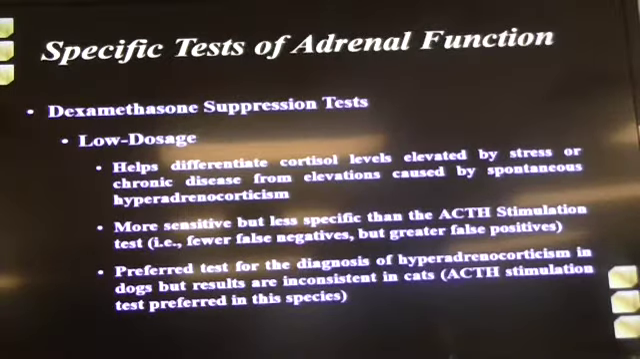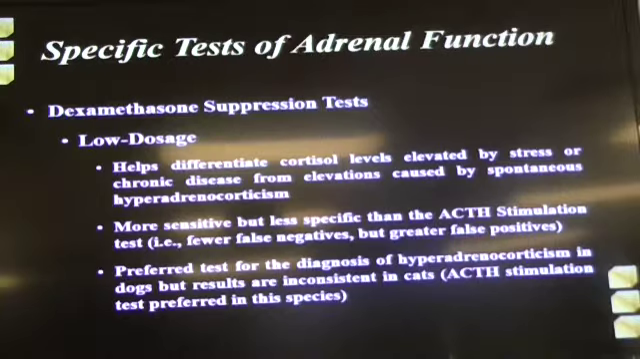Now, the dexamethasone suppression test, as I say, there's 2 different ones. There's low dosage and high dosage. It just means low dosage is a lower dose of the dexamethasone. And it helps differentiate cortisol levels elevated by stress or chronic disease from elevations caused by hyperadrenal corticism. It's more sensitive but less specific than the ACTH stimulation test. That is, with the low dose you get fewer false negatives, greater false positives. But it is the preferred test for the diagnosis of hyperadrenal corticism in dogs.